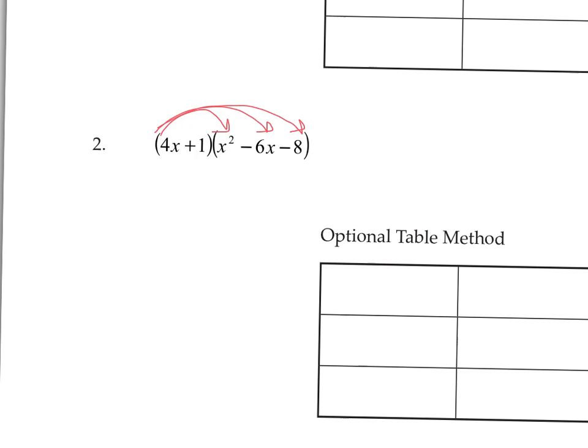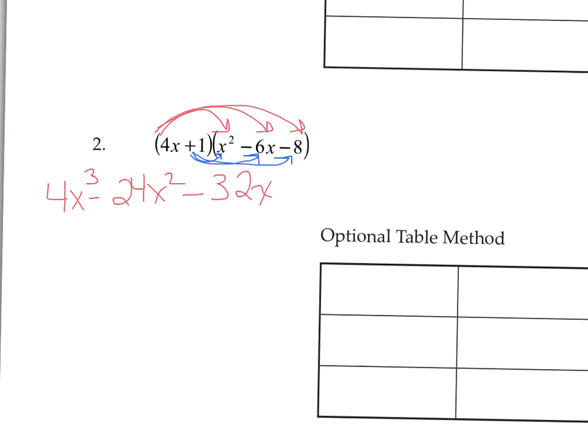4x times x squared is going to be 4x cubed. And then 4x times negative 6x will be negative 24x squared. And then 4x times negative 8 will be negative 32, 4 times 8, x. And then I'm going to distribute the 1. Distributing 1 is actually pretty easy because multiplying by 1 doesn't change anything.